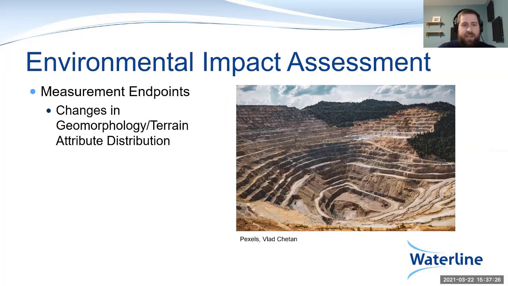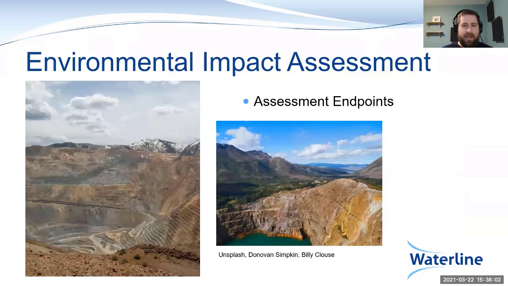The last measurement endpoint is changes to geomorphology and terrain. And this is changes in the slope gradients, slope changes in the aspects. So in a mountainous environment, especially in the northern latitudes, if you change the amount of north-facing slopes versus the amount of south-facing slopes, it's going to have an impact on what kinds of vegetation can grow. It's going to have an impact on the moisture regimes of those areas. North-facing slopes are going to be cooler and wetter than south-facing slopes, as an example. So those sorts of things need to be taken into account when you're looking at changes and reclamation planning.